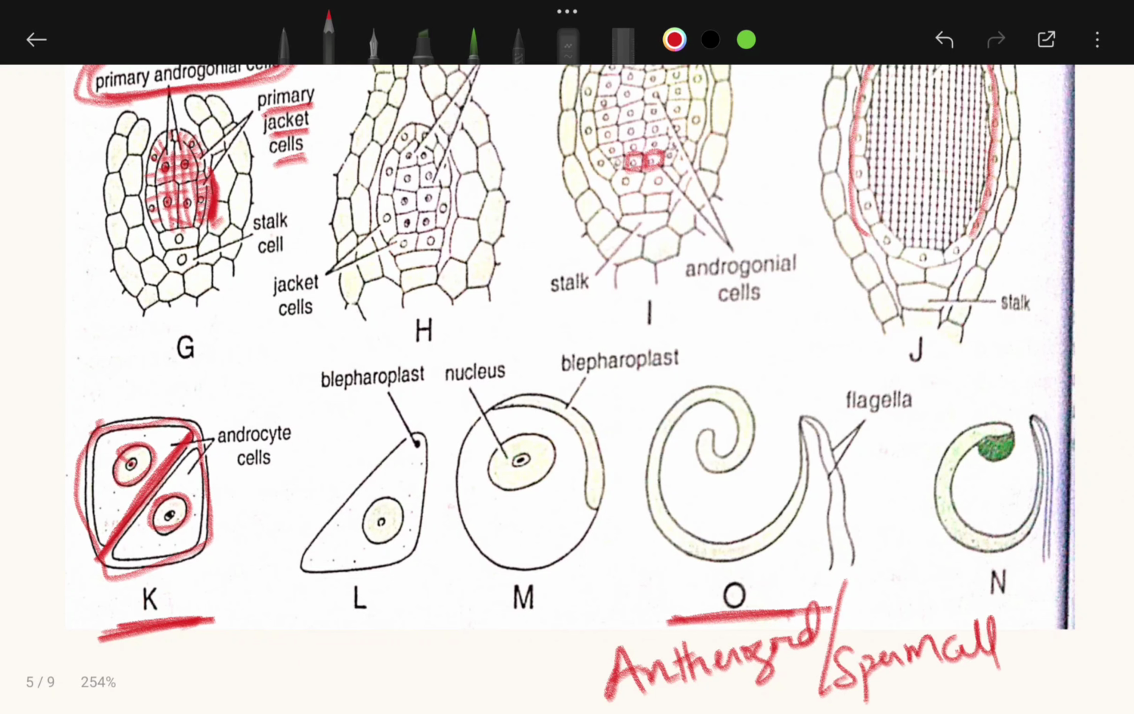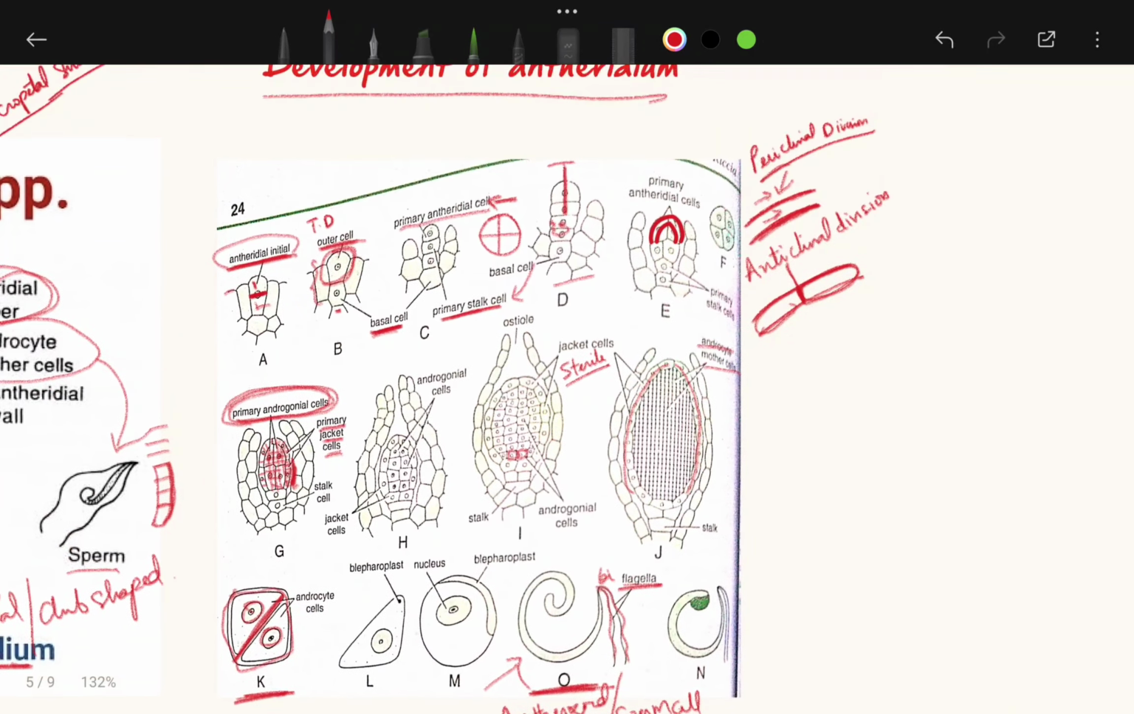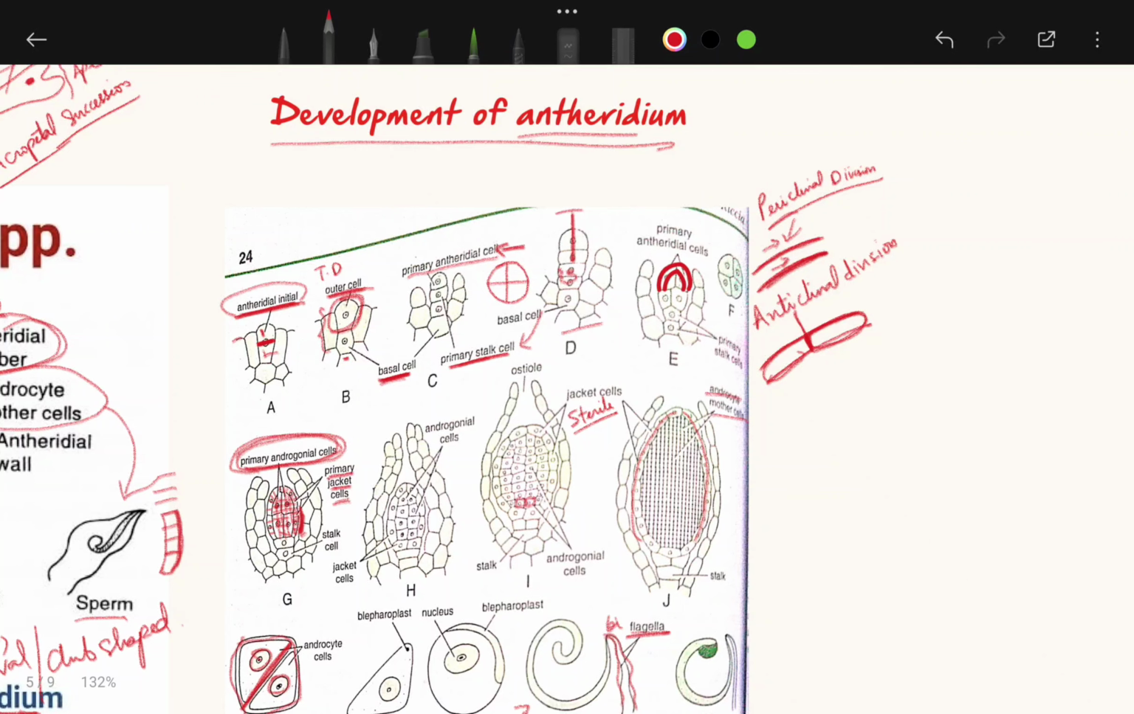This is the male gamete, that is the antherozoid, and each of the antherozoids will have two flagella, 1 and 2. The sperm in bryophytes are always flagellated, and they will always be biflagellated, biflagella meaning two flagella. So that's how the antheridium is developed from a single cell in the dorsal surface of the plant body.